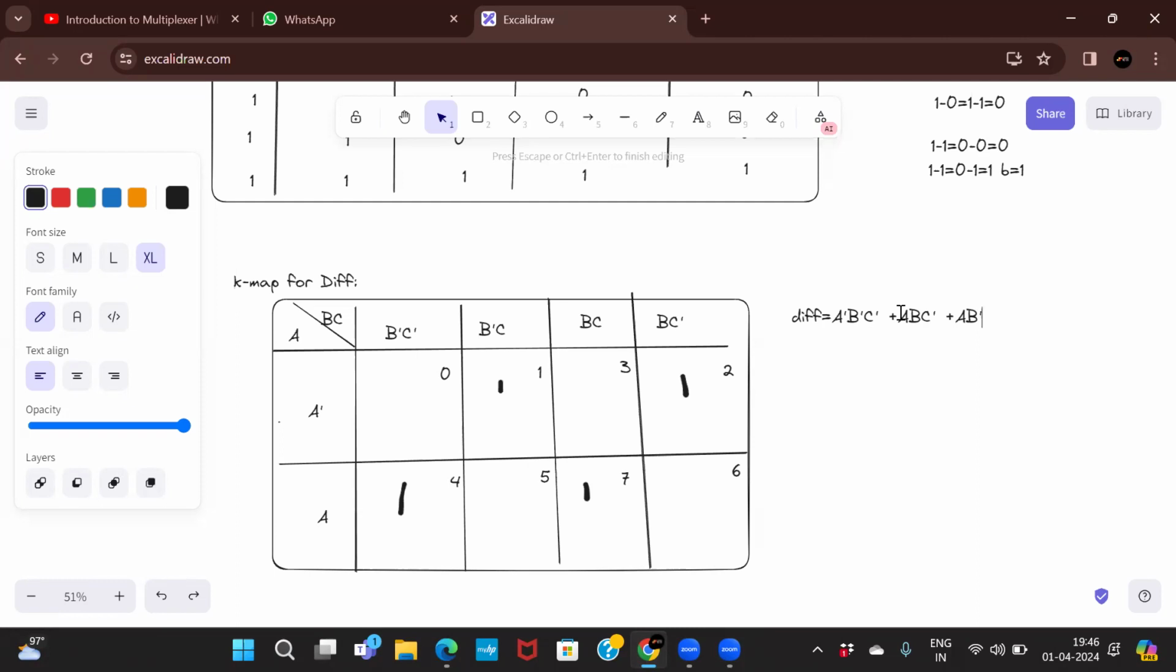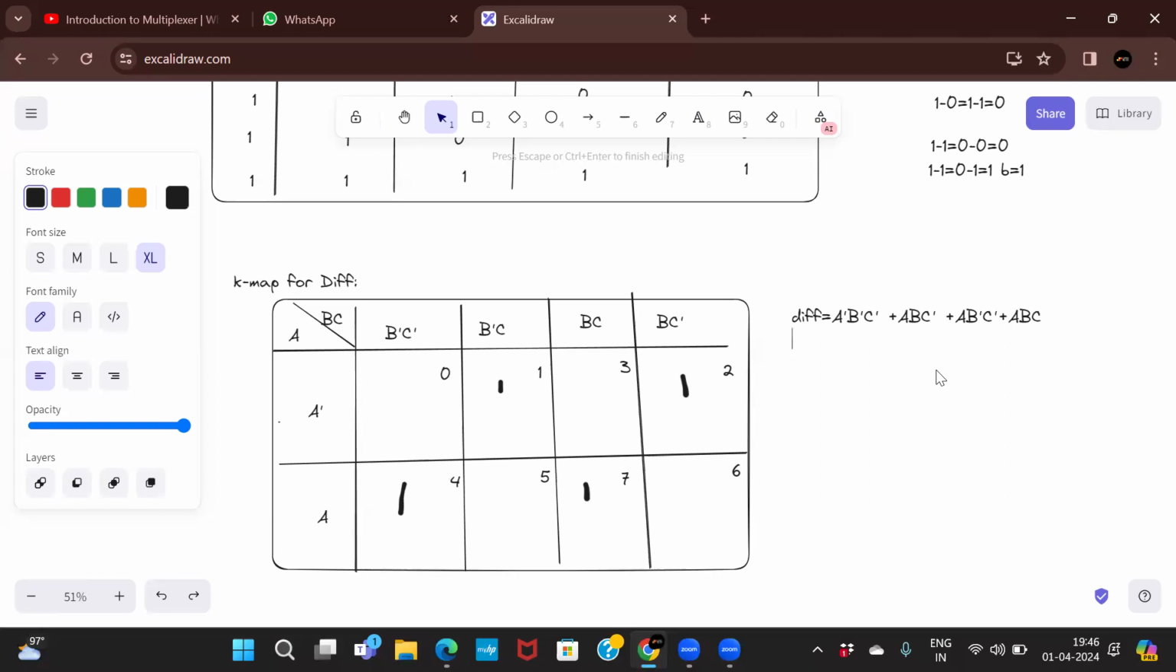So now tell me what is the expression for this? A bar B C bar, right? And plus next, A B C. So this is the expression we got, and I'm just not solving. You see the full adder expression. So it is the same as that.